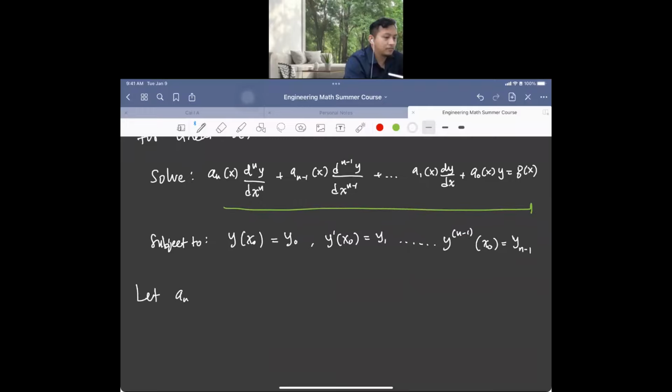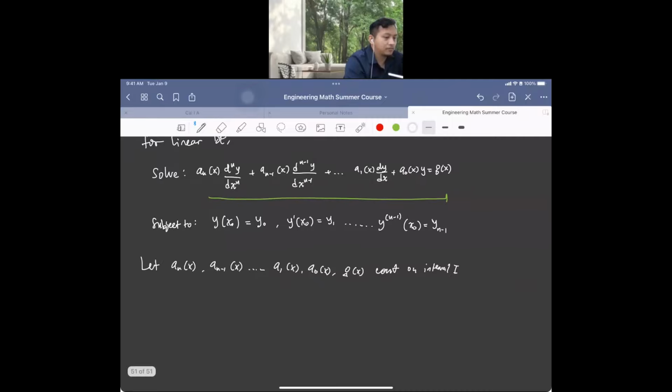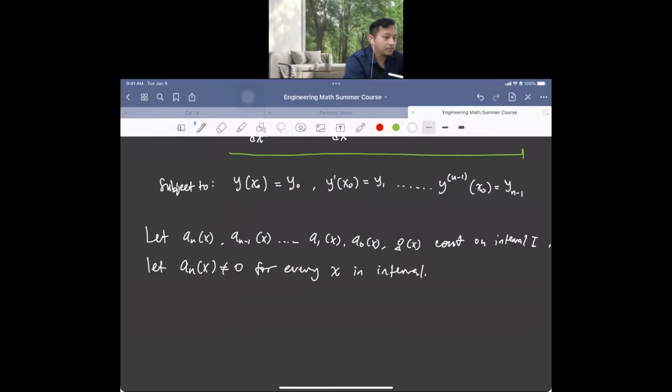Okay. Now let a_n, a_(n-1), down to a1 of x, a0 of x, and g of x be continuous on interval I. So this is a more general idea for the theory of the linear. Okay. And let a_n of x be not 0 for every x in the interval.